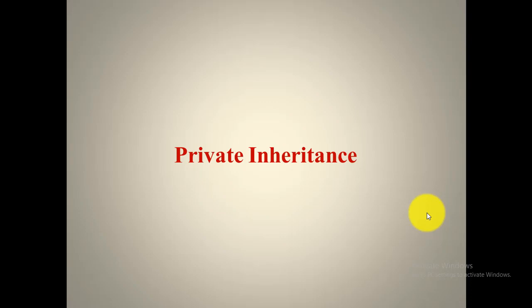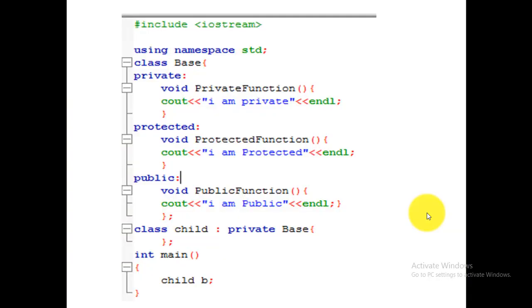I recommend you to please watch the previous two types of inheritance, the public inheritance and protected inheritance, so that you will be able to better understand the concept of private inheritance, because we are following the same example in all three types of inheritance so that we will be able to clear your concept more precisely. So this is the example. First I will explain the example which we have already studied in the previous two parts of the inheritance.